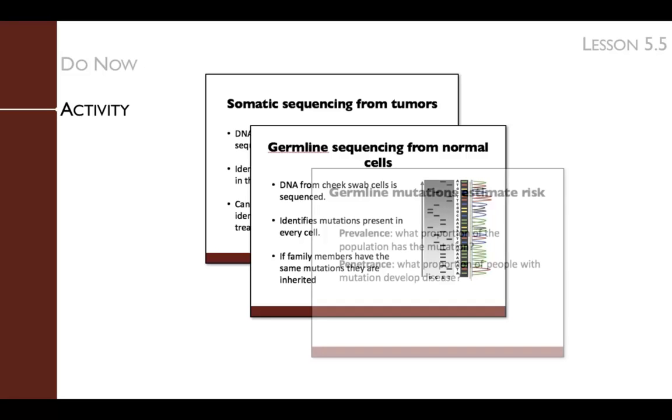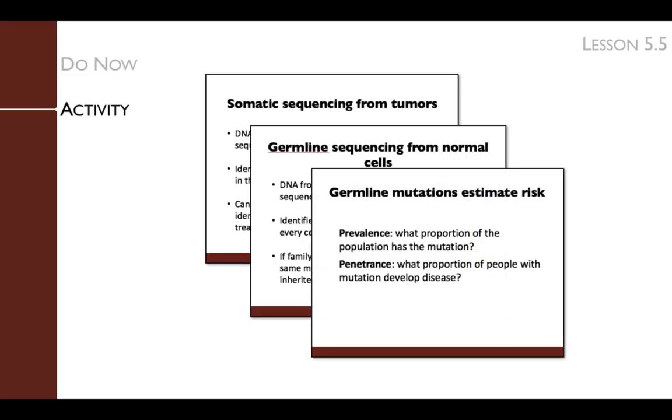This leads us to 2 important terms that help us determine risk: prevalence and penetrance. The higher the penetrance of the mutation, the higher the risk of cancer if you have the mutation. But prevalence of the mutation gives us an idea of how likely you are to have the mutation in the first place.